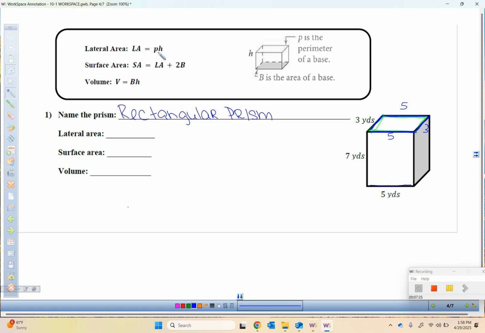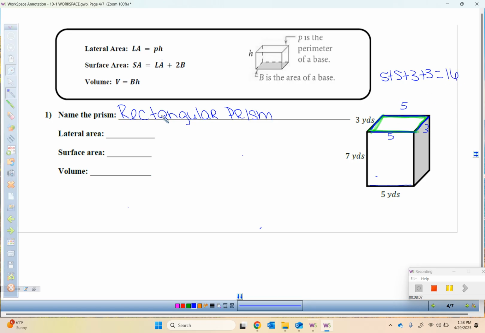It's a little p, and little p is the perimeter of a base. So do we remember how to find perimeter? What do we do to find perimeter of something? We do what? Add all the sides, right? Yeah. So to find the perimeter of a base, we just pick one of the bases, and we add up all the sides. So this would be 5 plus 5 plus 3 plus 3. So the perimeter of this base is 16.